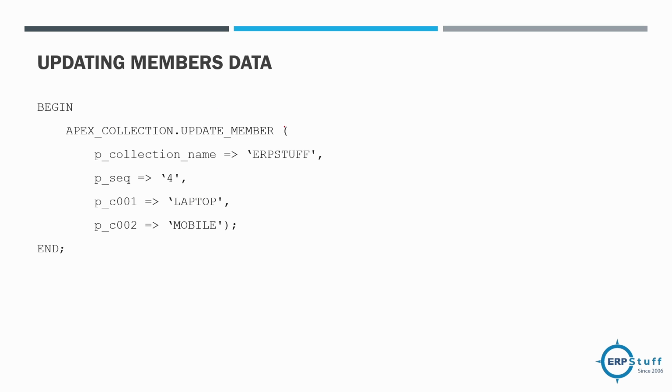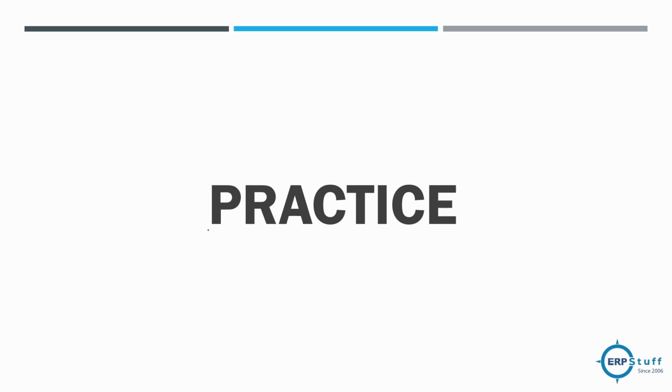So I think it will just move 1. Updating members data. At the same time you can update, for example if you did some calculation or you want to change some information, you can update the member's information. So for example this is my collection and this is the sequence, my record number or line number, whatever you call it. And now I want to set the first one to laptop and the second to mobile. I just entered some dummy data. Now we are going to practice it to better understand how it works and how we can benefit from it, right?